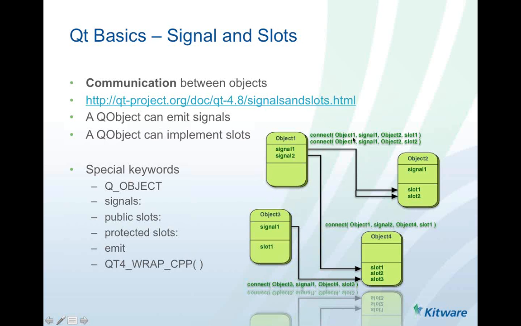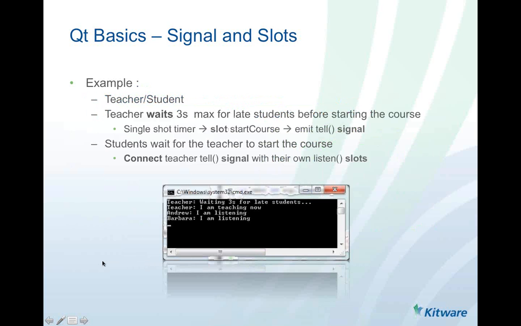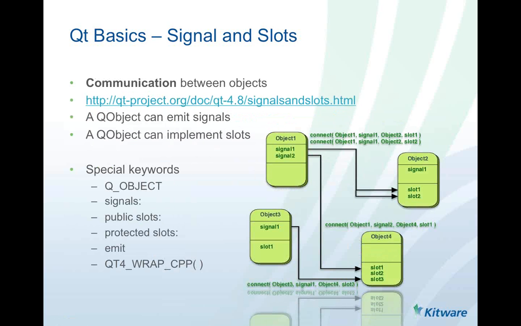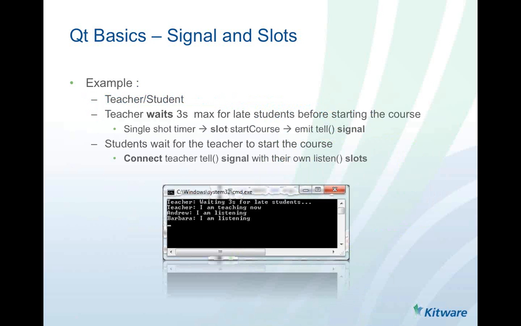We issue this type of code in our Qt application to connect the emitter's signal to the receiver's slots. And the way Qt implements this is with a bunch of keywords that you annotate your C++ code with, such as QObject, signals, slots, emit, and so forth, which after CMake calls Qt4 wrap CPP, much like the wrap UI, will take this annotated code and produce compilable C++ code out of it. So, a quick example of signals and slots.